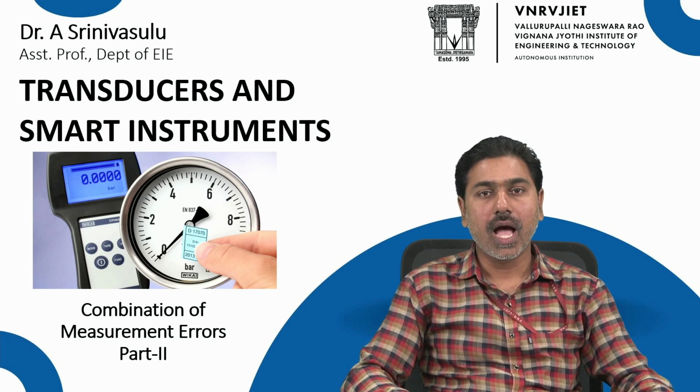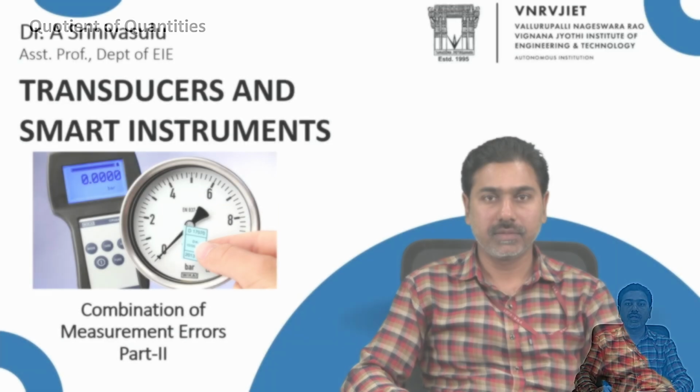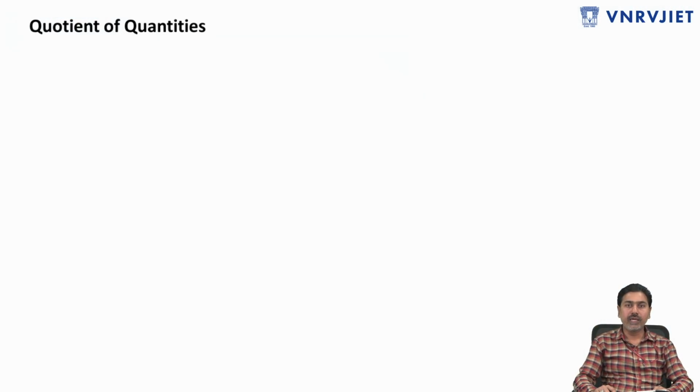In this video, I am going to explain about the combination of measurement errors. In the last video, we have already explained about the combination of errors when the parameters or quantities are having summing or difference relation and the product relation. Now in this video, I am going to continue the combination of errors with the remaining cases.